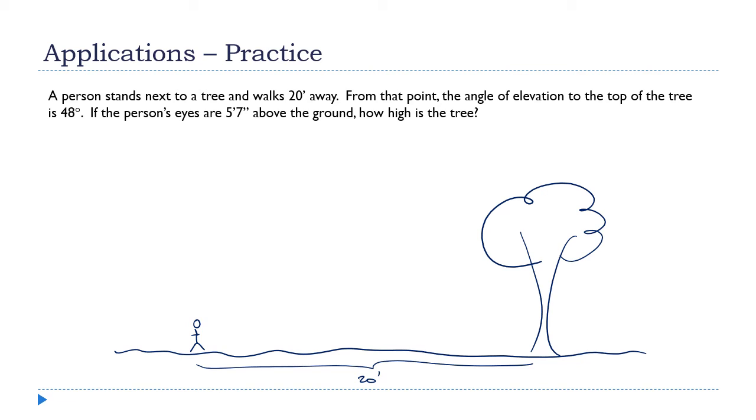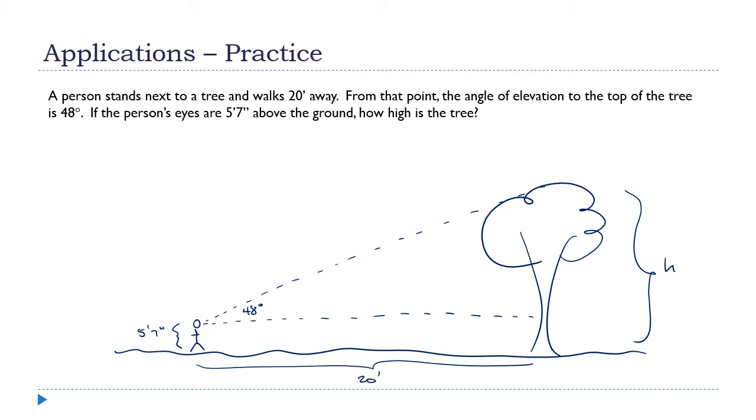So he's holding some kind of device here, and he's getting this angle of elevation to the top of the tree. And we're doing this from eye level. So this is 48 degrees. And the person is 5 feet 7 inches. And I'm looking for the height of the tree. Right, so I want this height here.